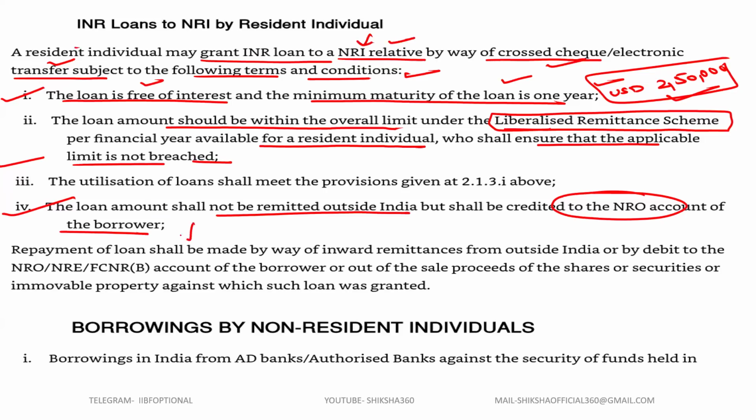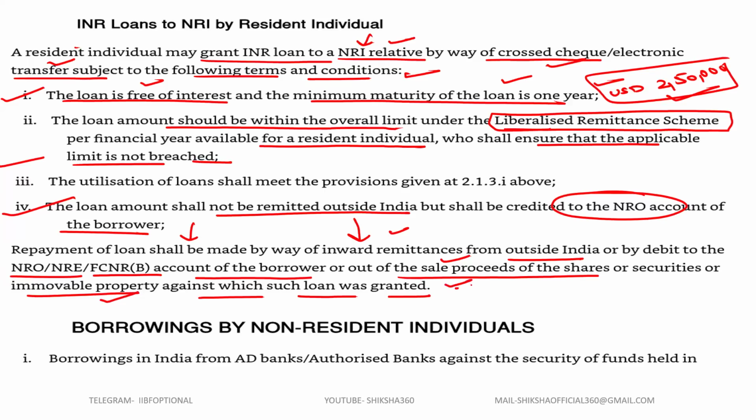Repayment of the loan shall be made by way of inward remittances from outside India, or by debit to the NRO, NRE, FCNRB account of the borrower, or out of the sale proceeds of the shares, securities or immovable property against which such a loan was granted.